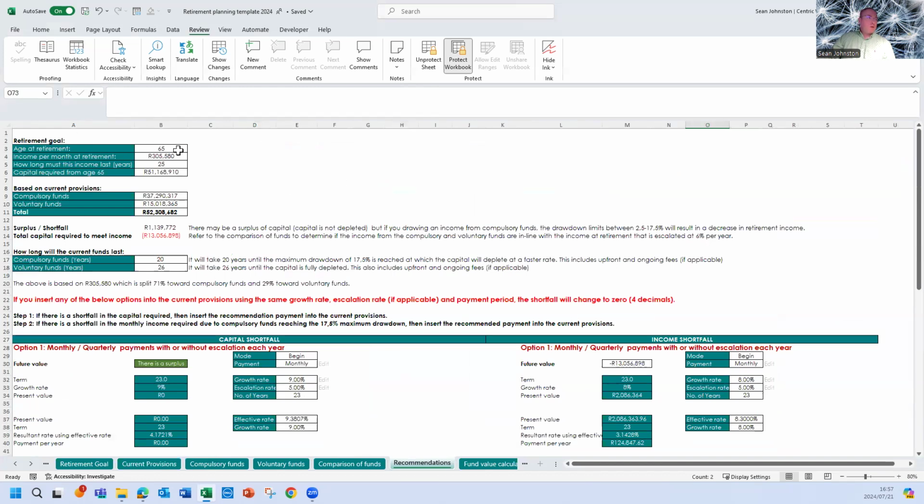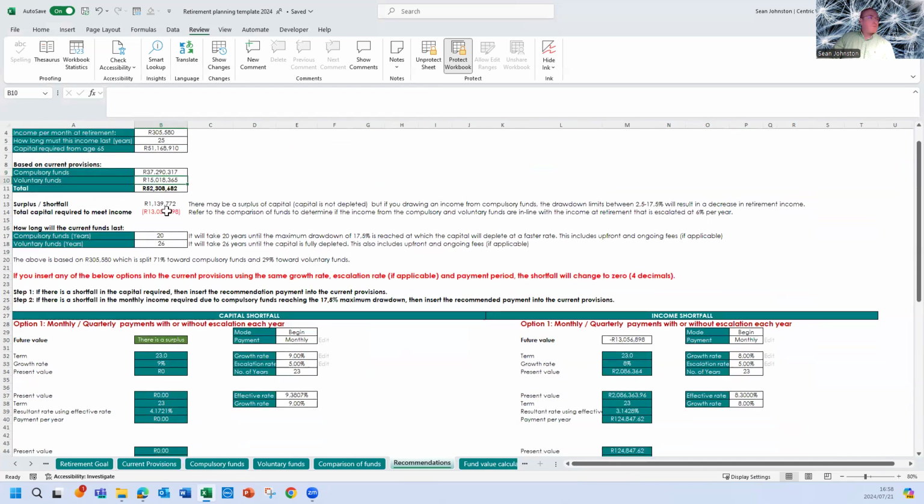This section is just pulling through information from the goals, which is age 65, 305,000 income per month. It needs to last 25 years. The capital required was 51 million. Really, we're taking this from the provisions, which is 52 million, taking the two-thirds of the compulsory, which is the annuity, taking the full amount from the other fund, and 52 million is the total. The total surplus shortfall is 1.3 million, and the capital required to meet that is 13.